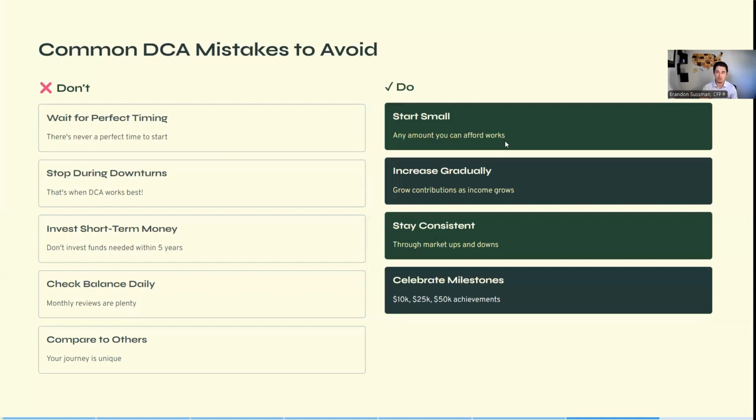What we want to do is start small, start with something you're doing consistently, gradually increase this over time, stay consistent. This strategy only works if you do the same amount every single month, and celebrate those milestones as they come up, right? You hit 10,000, 25, 50, 250, $1 million, right? We got to celebrate those big wins, and it'll help keep you motivated with doing this long term.